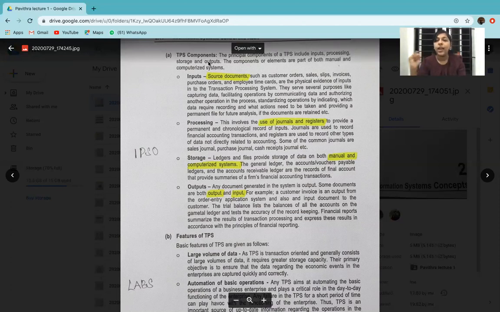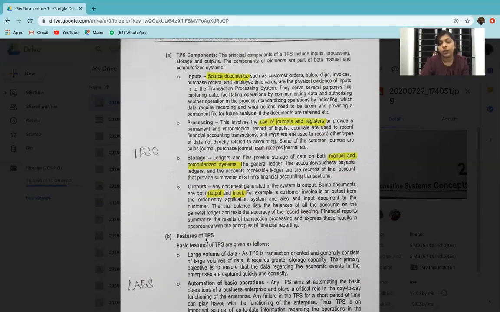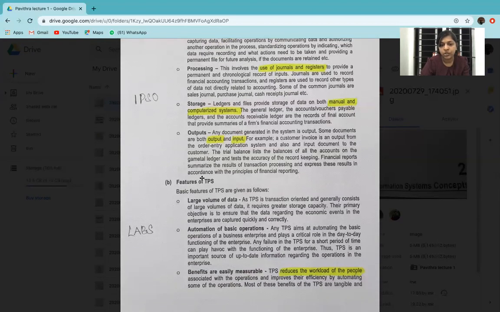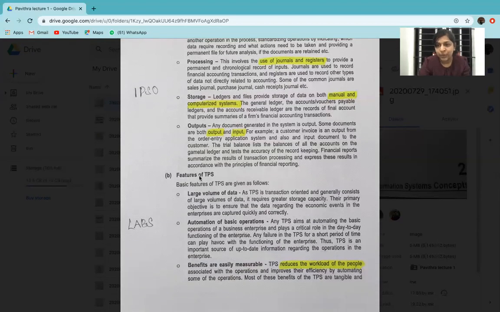IPSO: input, processing, storage, and output. Then, what are the features of TPS? The mnemonic that we are going to use is LABS. Say it with me, LABS. The mnemonic for features of TPS is LABS.